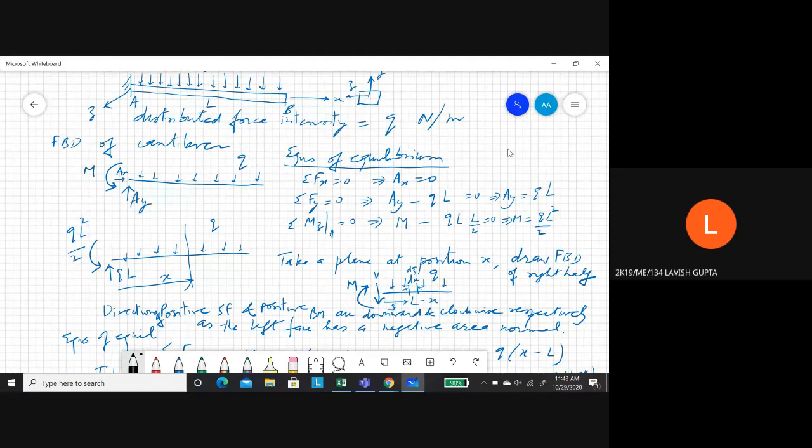Now, what will be the value of bending moment? Now you know the free body diagram. This is a counterclockwise moment. This is a vertical force. What is the value of shear force here at this point, at the fixed end? Is it Q into L, positive shear force or negative shear force? Sir, negative.